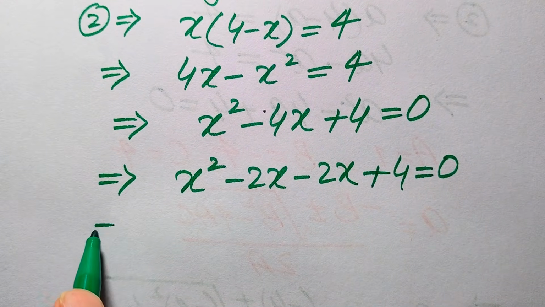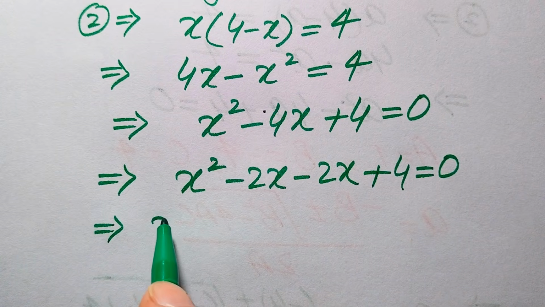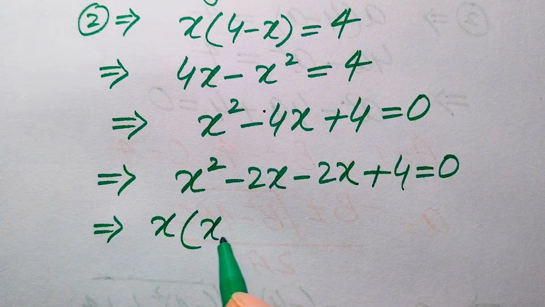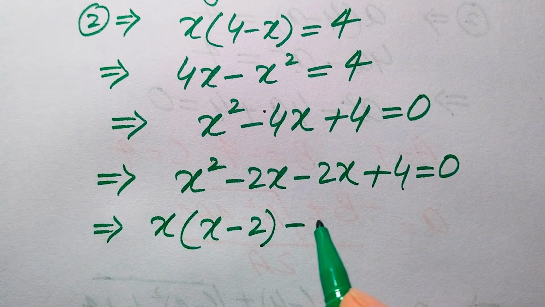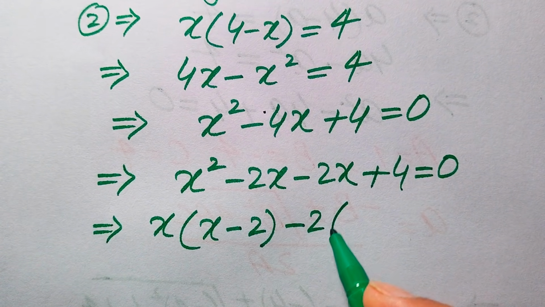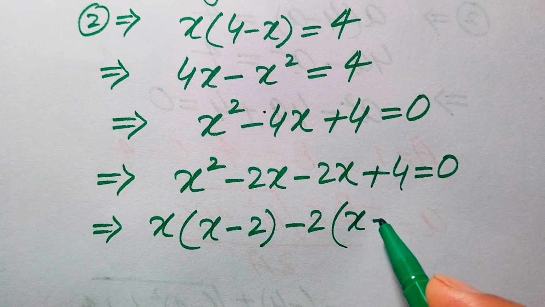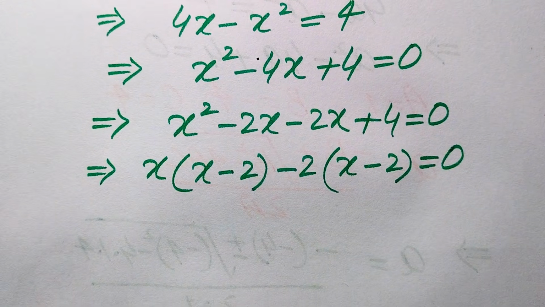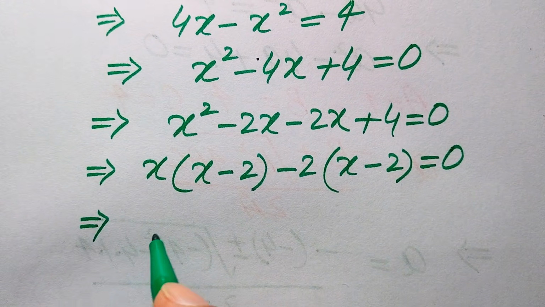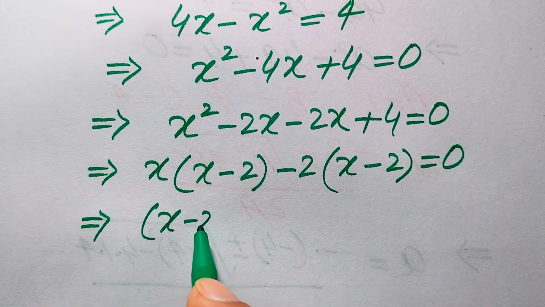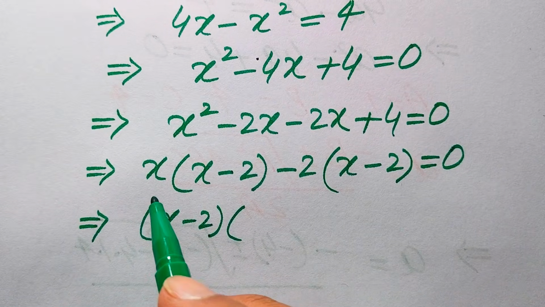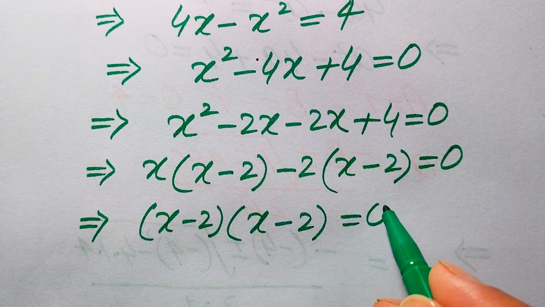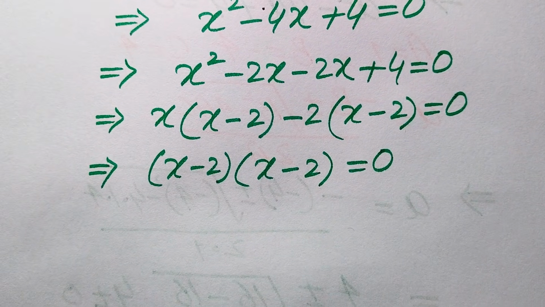Now in the next step, we need to take common x from the first two terms, and when we take common x, from here we get x minus 2. From the last two terms we take common minus 2, and we get the remaining value x minus 2, and this whole equation is equal to 0. Now in the next step, we take common x minus 2, and the remaining values are x minus 2, and this whole equation is equal to 0.